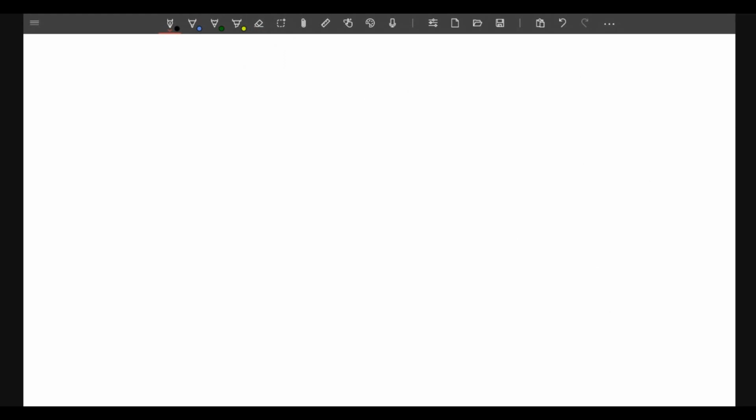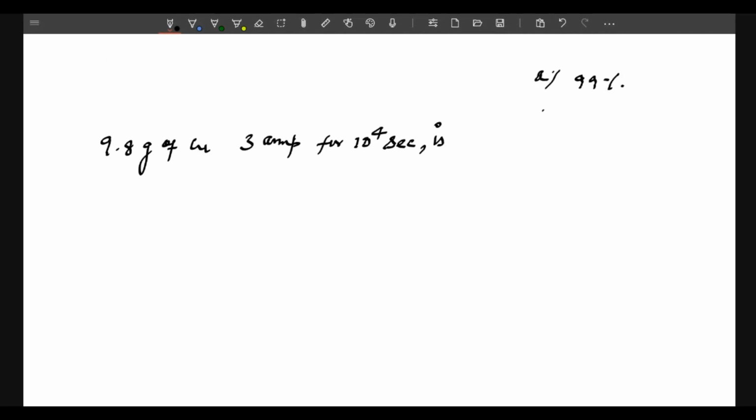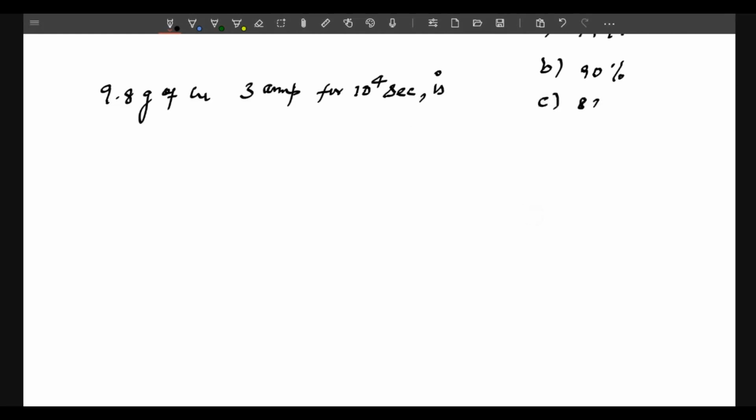The current efficiency of an electrode deposition of copper, in which 9.8 gram of copper is deposited by the passage of 3 ampere current for 10 power 4 seconds, is: option A, 99%, option B, 90%, option C, 82%, option D, 75%.